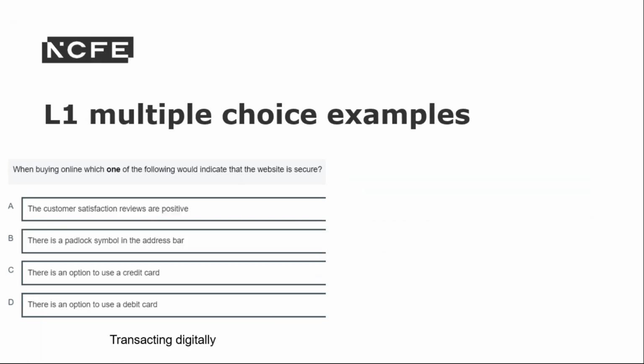So this is an example of a multi-choice question at level 1. This is from the Transact Digital section. Again, I'll give you a moment to read through the question, and then if you can pop your answers into the chat box. So when buying online, which of the following would indicate that the website is secure? Brilliant. People putting the answers straight in. Excellent. So the answer is B. Well done, everybody who got that right.